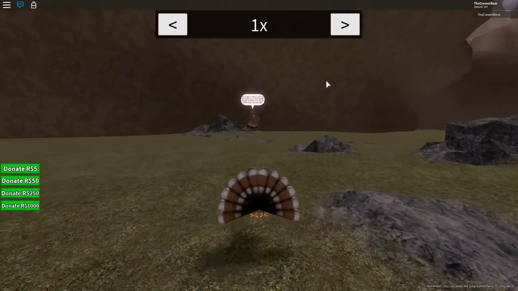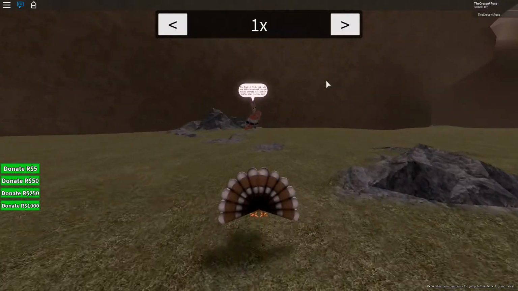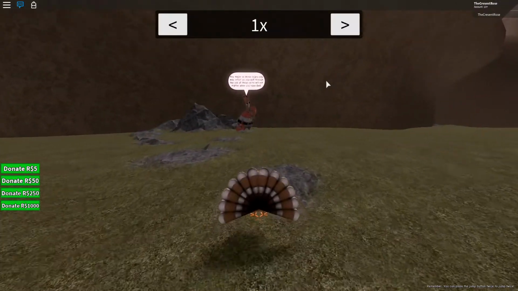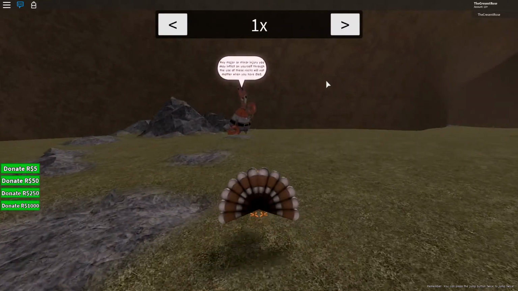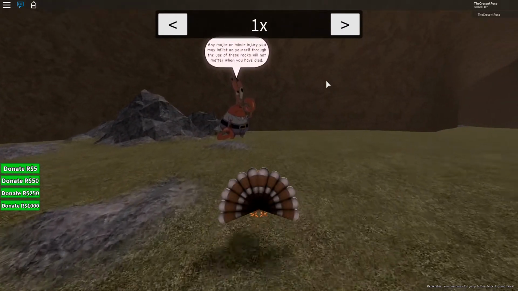Okay, what's this one say? Any major or minor injury you may inflict on yourself through the use of these rocks will not matter when you have died.